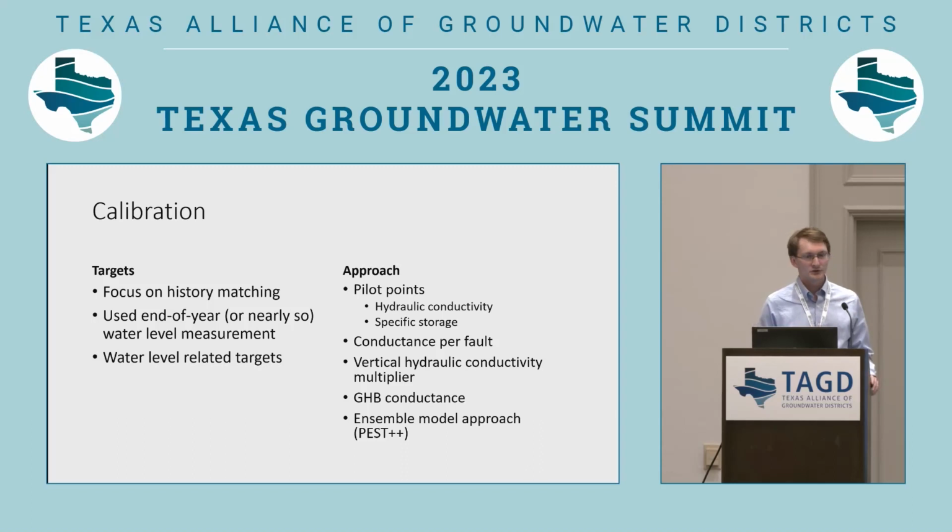Okay, so back to the calibration. As far as the approach, we used pilot points for the hydraulic conductivity and the storage, and we allowed conductance of each one of the faults to vary. We also applied just a model-wide multiplier for the vertical hydraulic conductivity, and we allowed the conductance of those GHBs to vary as well to help reduce the amount of water coming in or increase the amount of water coming in.